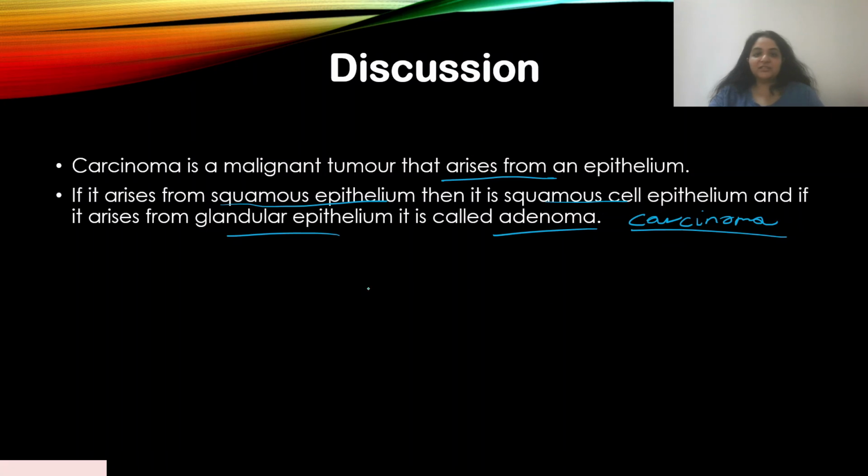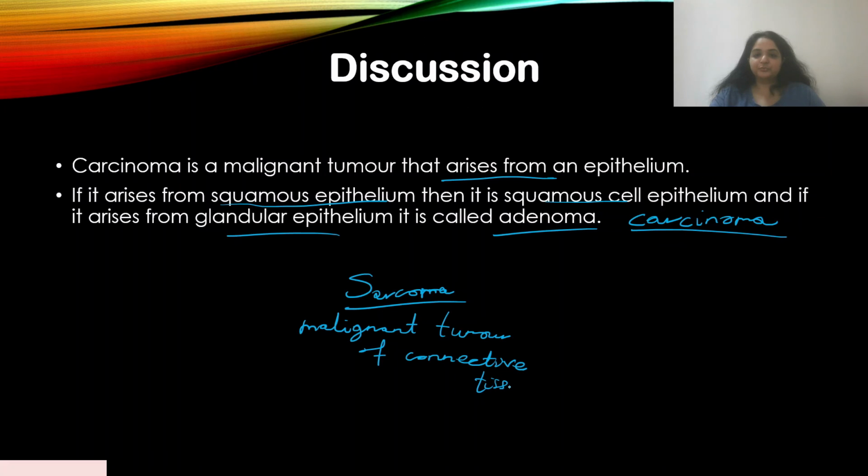Okay, if they ever ask you what is sarcoma, what type of tumor or what type of cancer is that? It's a malignant tumor of the connective tissue. Carcinoma is a malignant tumor that arises from an epithelium.